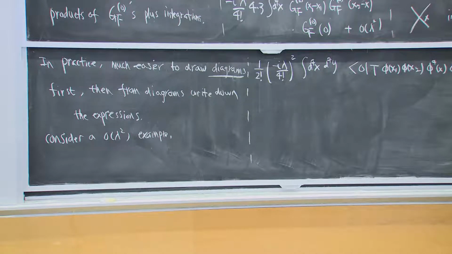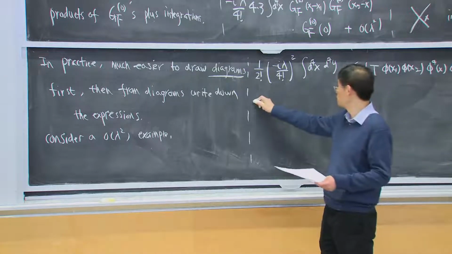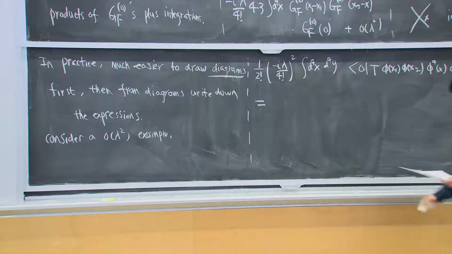Later we don't even need to write down such a term. We just immediately write down all the diagrams. Here, it's just to help you understand the process. Let's look at this particular term, and try to write down all possible contractions by just using diagrams.